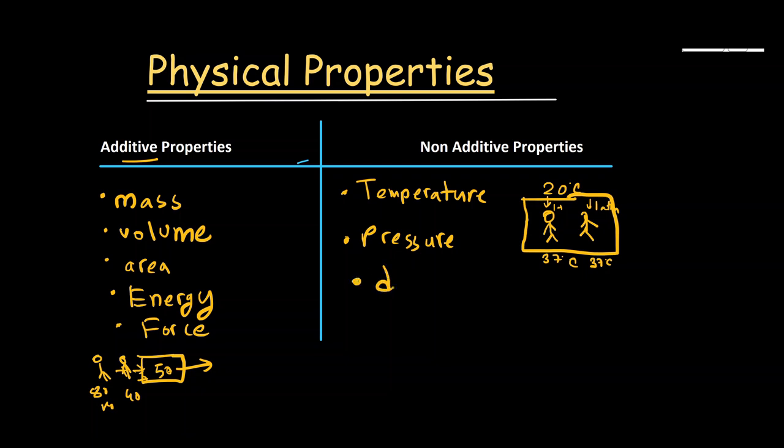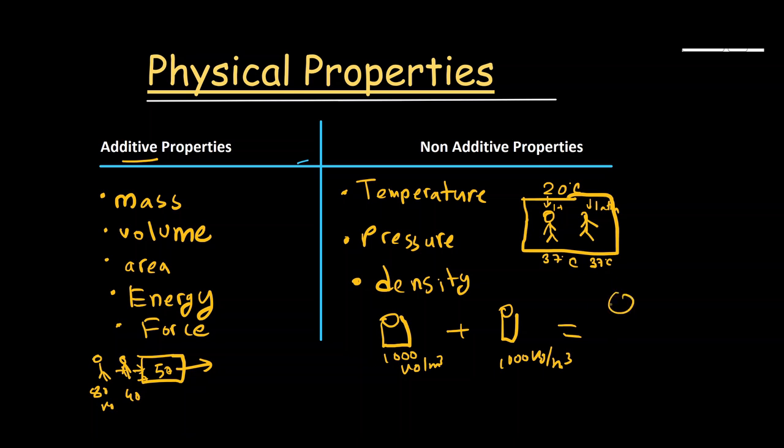What else? Well, density. This is pretty interesting. So this is water. We have 1000 kilogram per meter cube. That's the density of water. And we have another water. And this is also 1000 kilogram per meter cube. And we add this up, okay? And what do you think is going to be the density? Well, it's still going to remain the same.